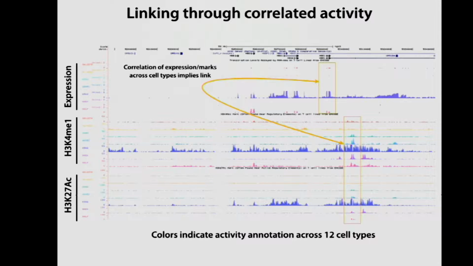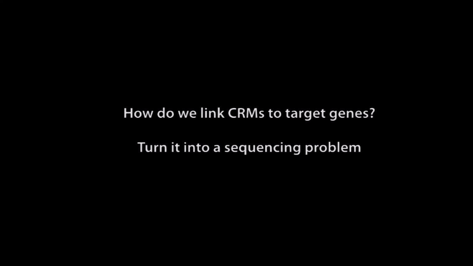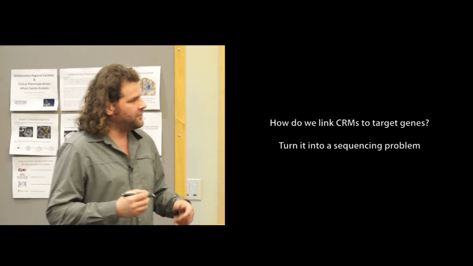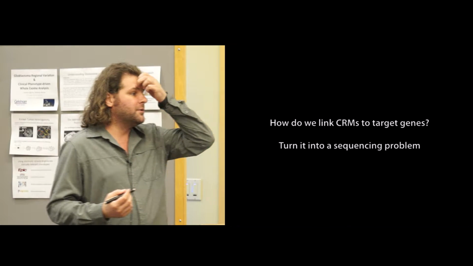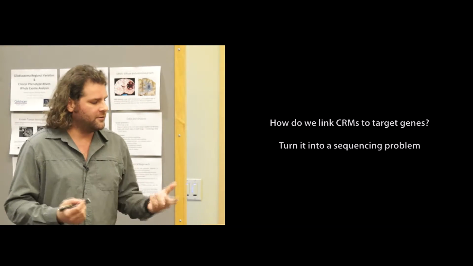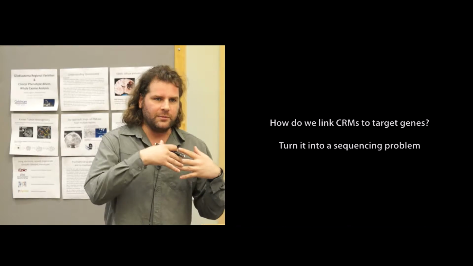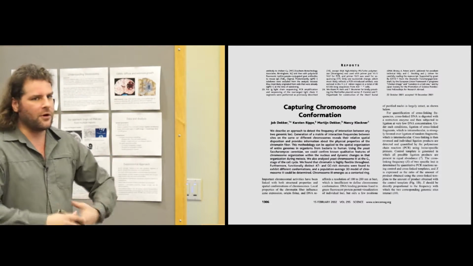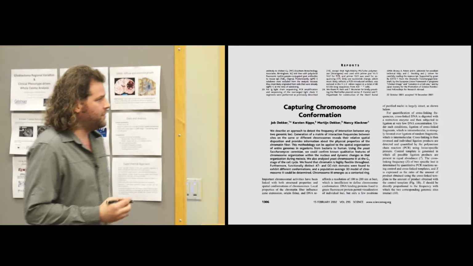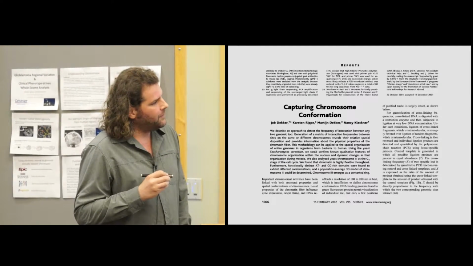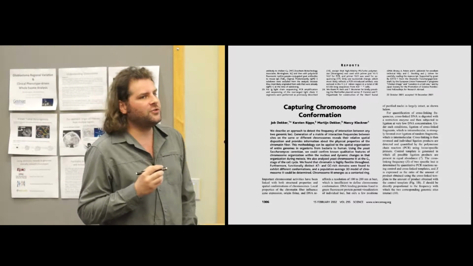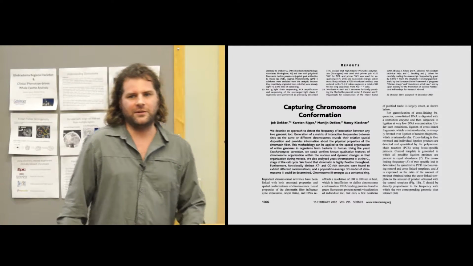So that's all good, but another way that is perhaps a bit more direct, that we can try to get a high throughput measurement of this, is to create a sequencing problem that gives us some measure of actual 3D proximity in the nucleus. The enabling technique for all of these approaches was published over 10 years ago by Job Dekker, called capturing chromosome conformation, or chromosome conformation capture. The technique is referred to as 3C.